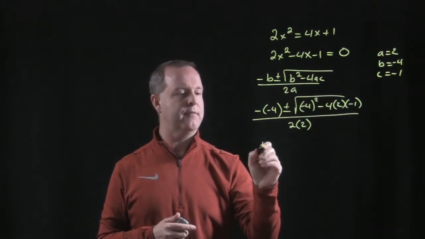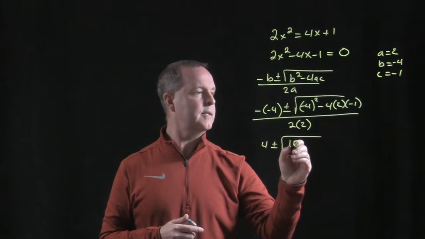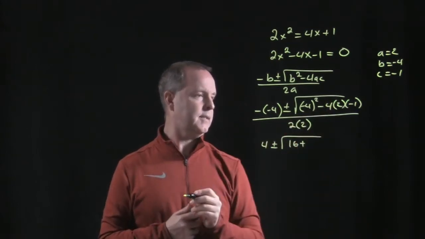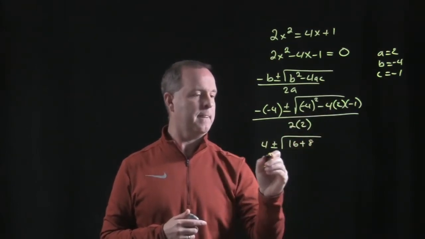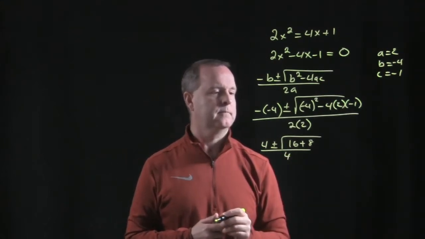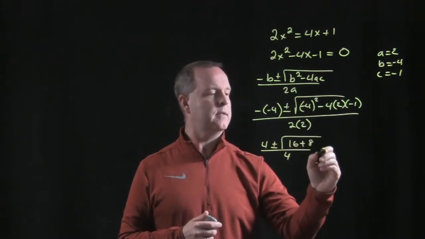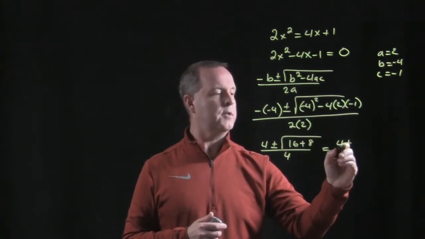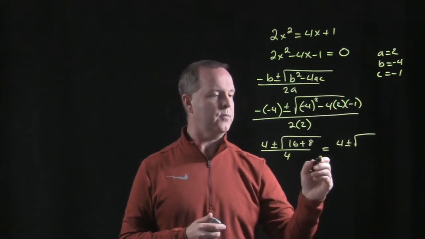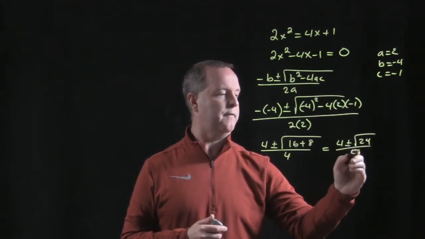Solving this, it becomes 4 plus or minus the square root of 16 plus 8, all over 4. 16 plus 8. So I have 4 plus or minus the square root of 16 plus 8. What is that, 24? All over 4.